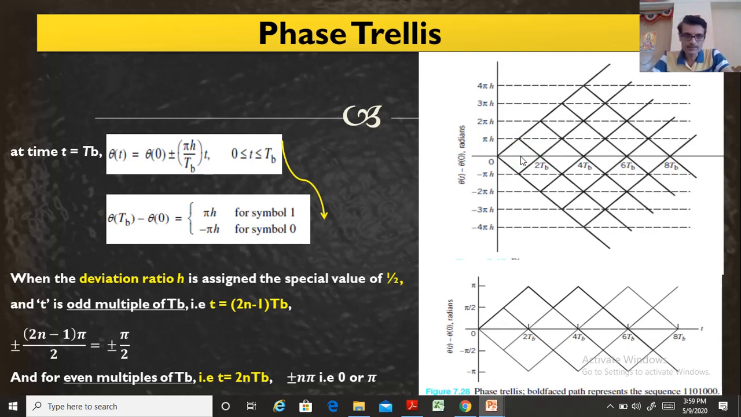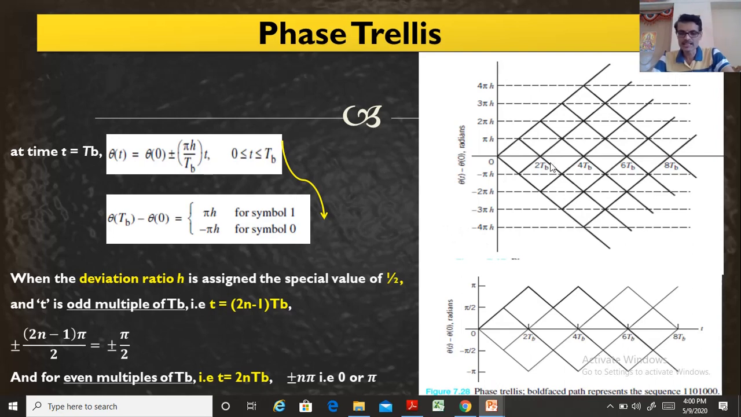This should be tb here. Then this is 2 tb, this is 3 tb, at 3 tb, 4 tb, 5 tb, 6 tb, something like that. So there is an odd multiple of tb seconds, there is an even multiple of tb seconds. This is tb, 3 tb, 5 tb, 7 tb, something like that. And this one is 2 tb, 4 tb, 6 tb, something like that. So odd multiples and even multiples. I will consider that next.